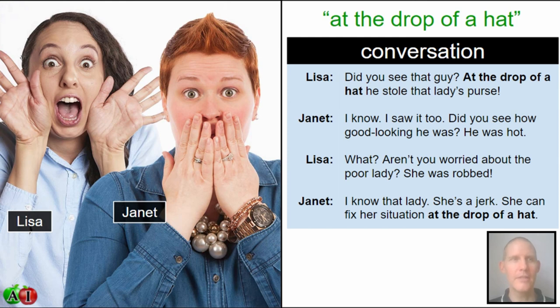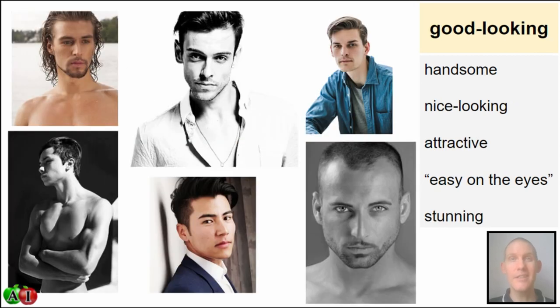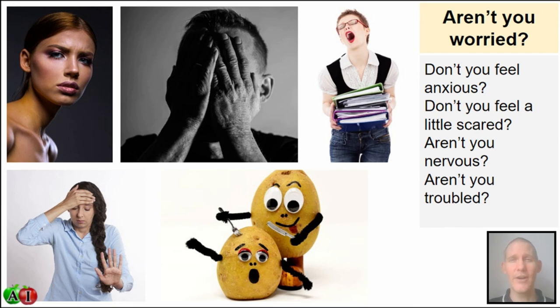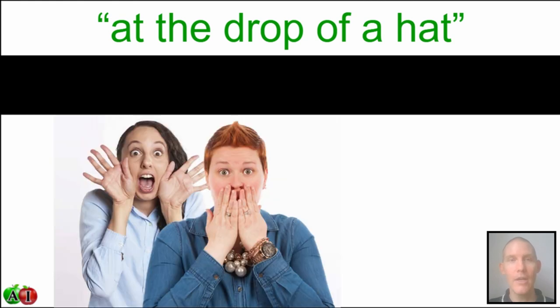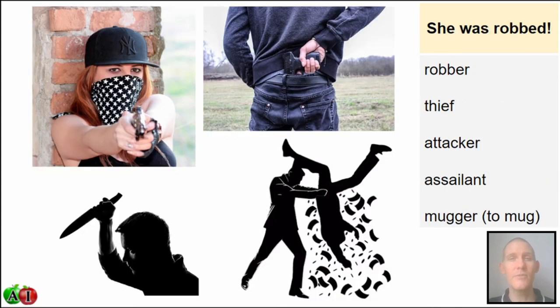Okay. All right, so we made it through this conversation. Whoa, fabulous. We talked about vocabulary words, purse, different ways to say purse. We talked about good looking, different ways to say good looking. We talked about different ways to describe or to say a robber, a thief, attacker. We talked about different ways to say, "Aren't you worried?" And she's a jerk. So in this lesson today, we use the idiom at the drop of a hat, and we use a picture to create a conversation. And actually, we used a lot of pictures because after we created the conversation, there was vocabulary that we needed to explain, right? And using pictures to understand vocabulary and phrases and ways to say something, it's great. It gives us a nice visual.